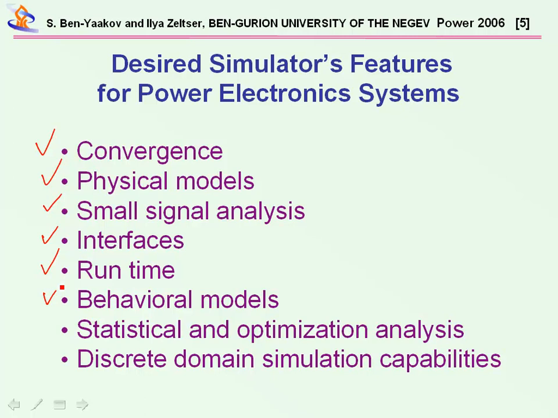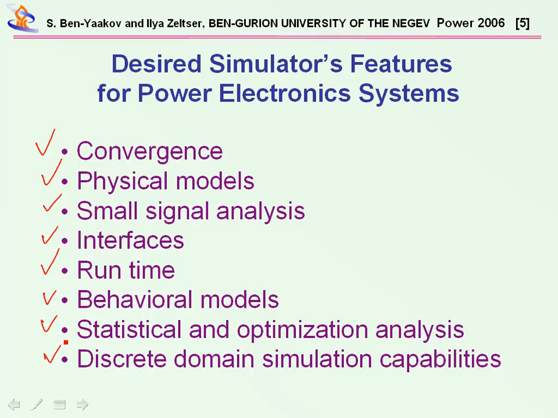So the question is whether we do have behavioral models implemented in the simulator. And then we have the question of statistics and optimization. This is for looking at the spread of parameters and also picking the best set of values to solve a specific problem, for example, optimizing the loop gain or the phase margin of a system.